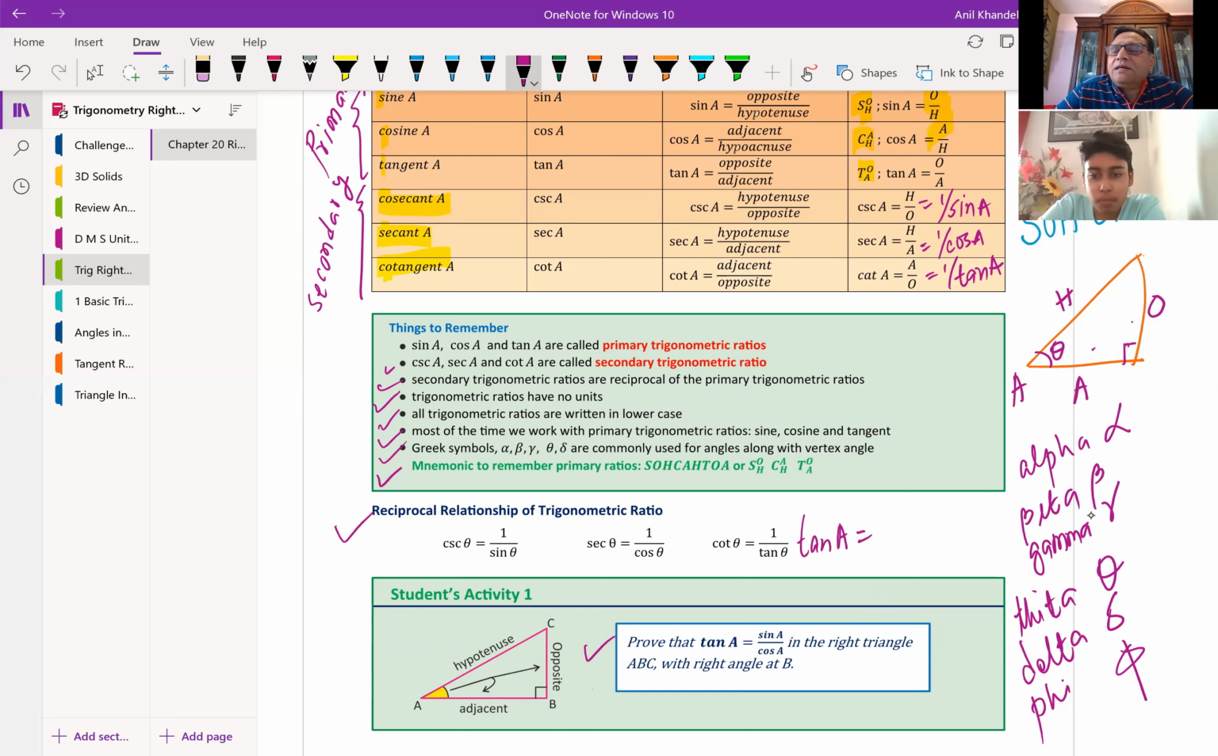What is tan? In a right angle triangle, it is opposite side over adjacent side, correct? You know that, correct? Yes, sir. If I divide both with the hypotenuse length, what do I get? The numerator, opposite over hypotenuse, is sine A, correct? You can see very clearly. And adjacent over hypotenuse is cosine A. So it's a ratio of sine over cosine. The hypotenuse cancels, and what you get is sine over cosine, and that is tangent of that particular angle, correct?